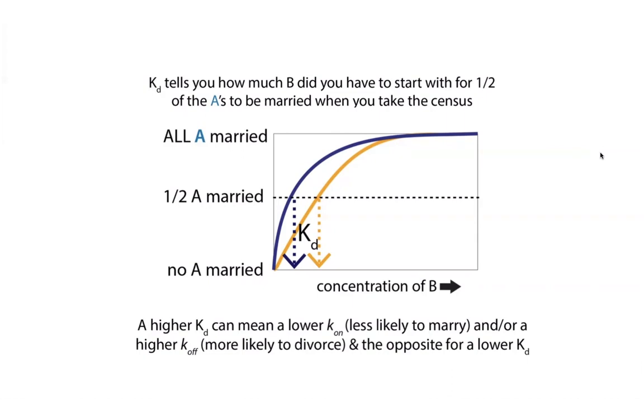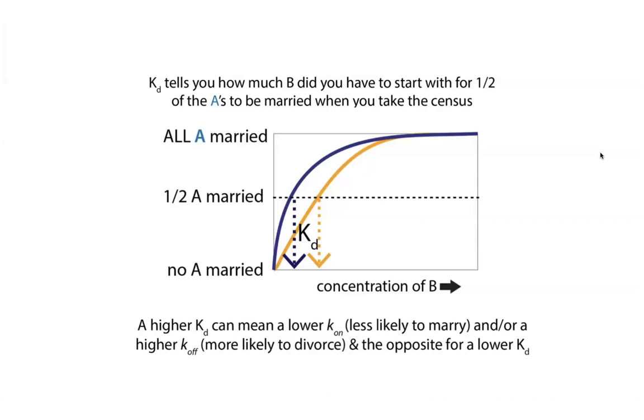But say you don't like the other, say you have a lower affinity, maybe you aren't as likely to get married, maybe you're more likely to get divorced. Either way, you're going to have more of the other partner around in order for half of it to end up being bound.